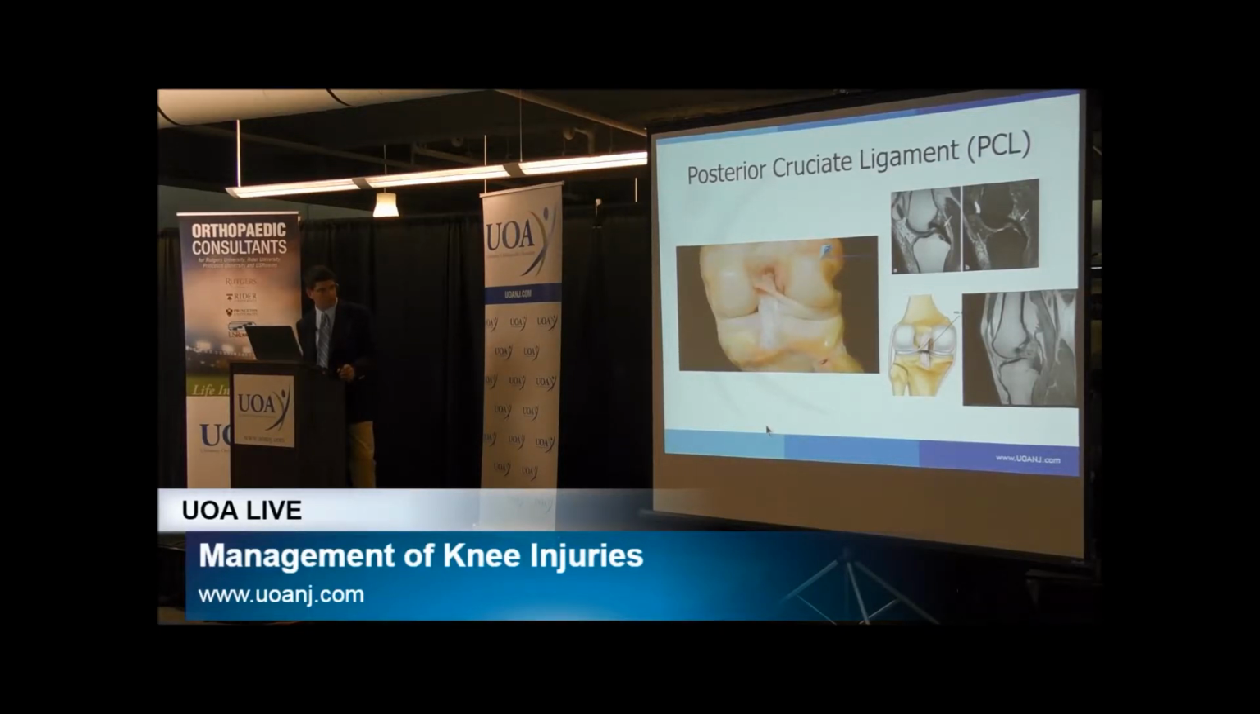And it is just to show you that there really are 2 bundles. If you cut it down microscopically, there's like 1,000 bundles. But we do divide it up into 2 bundles, and they have different positions and functions. And when we reconstruct the PCL, many will perform a double bundle reconstruction rather than a single bundle reconstruction. So here you see it pretty well. You have your anterolateral bundle and then your posterior medial bundle.